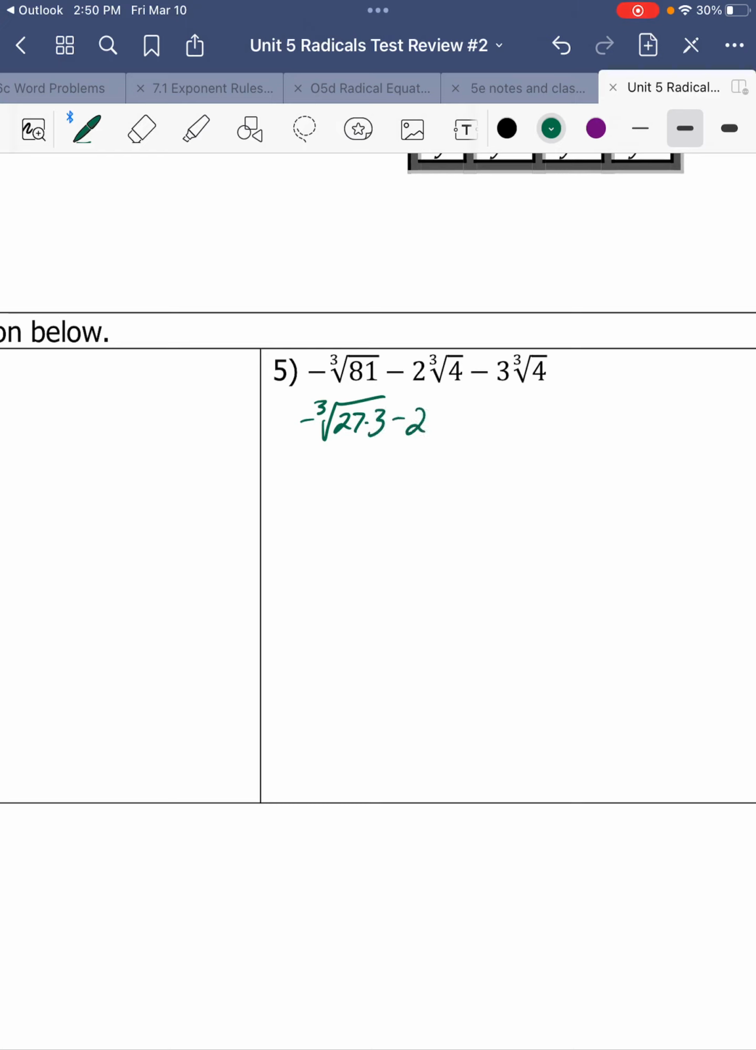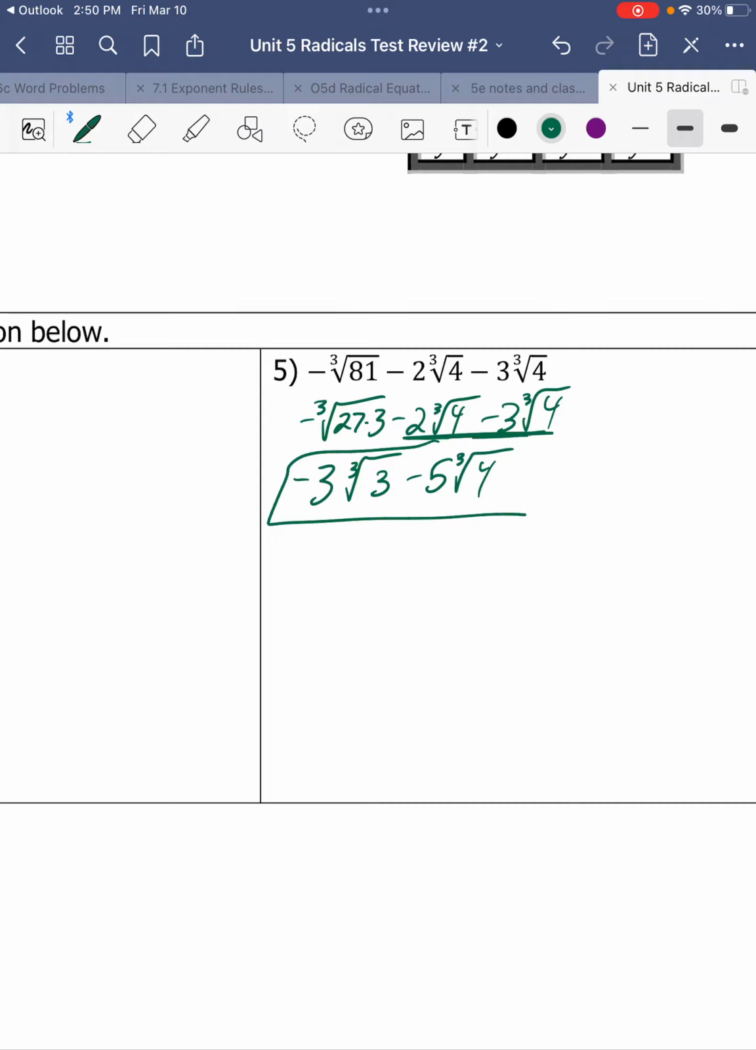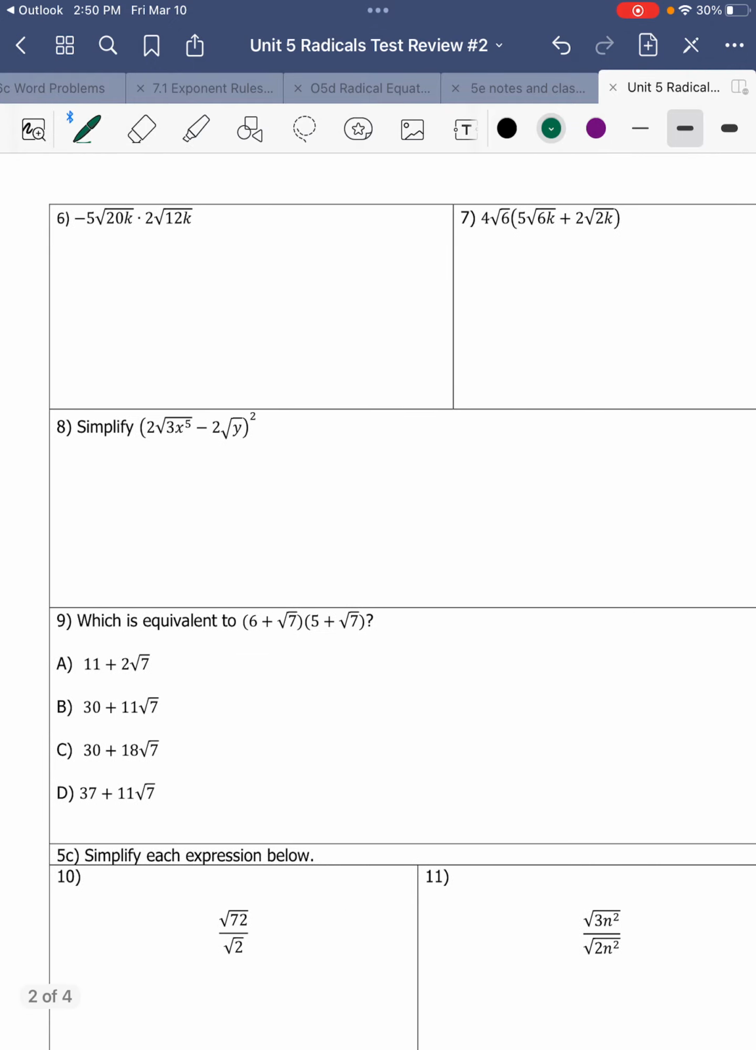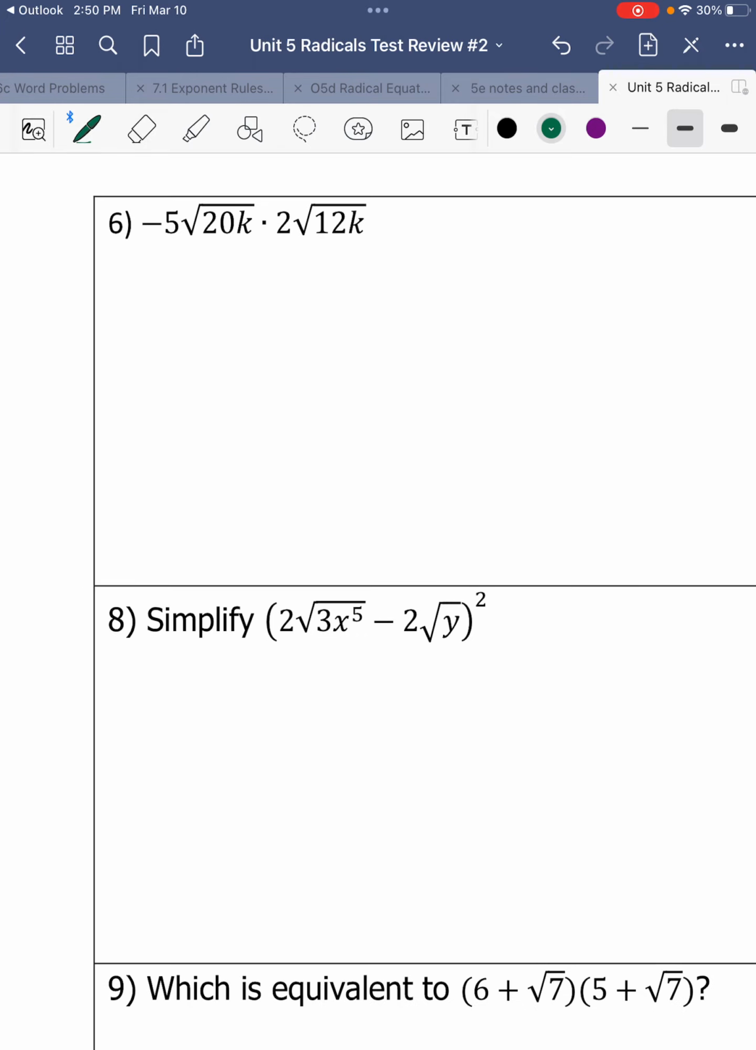Number 5. Cube root of 81 is 27 times 3. And 2 cube root of 4. Sorry for the beeping in the background. And cube root of 27 is 3. And then we have like terms here, so it's a minus 5 cube root of 4. No other like terms to put together, and that is your final answer.